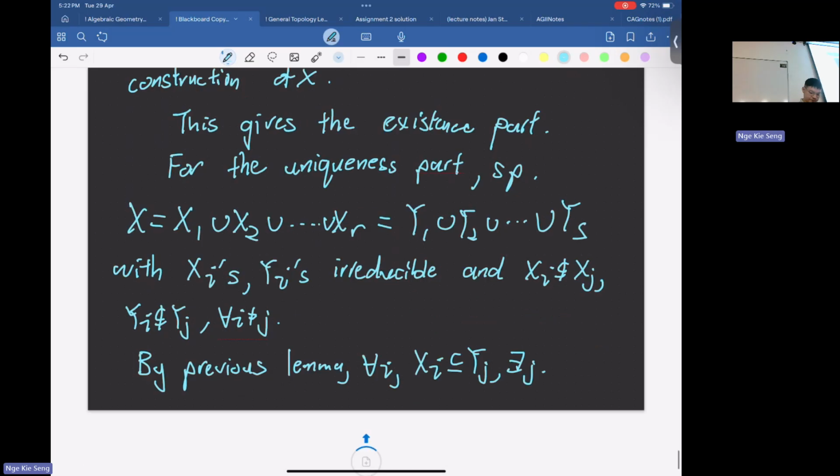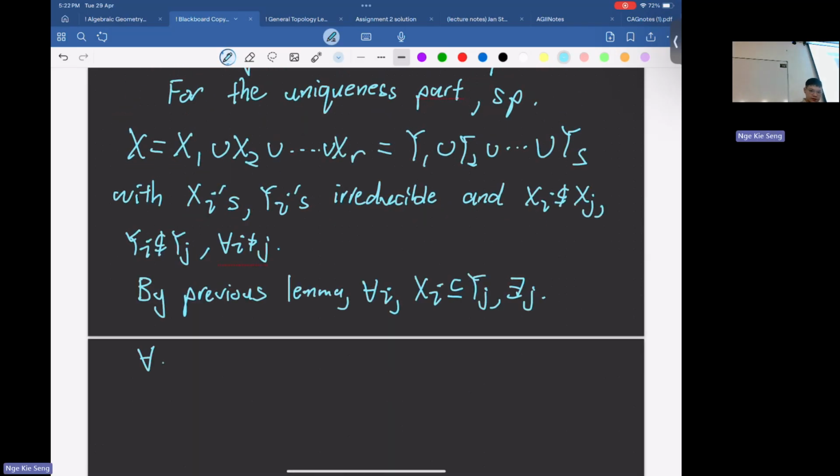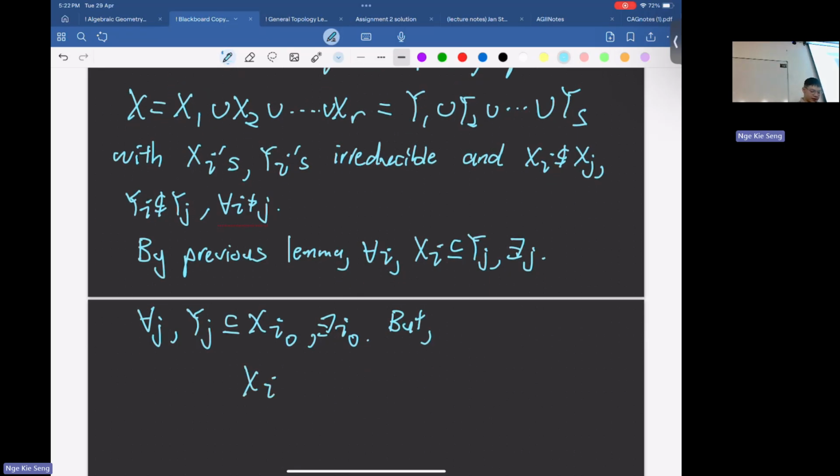Okay, so similarly, for every j, Ij will live in some, let's say, I naught. So the claim is these two are enough already. Why is it enough? Note that if we try to put them in a chain, Si is living in some Yj, and then this Yj is living in some Xi0.